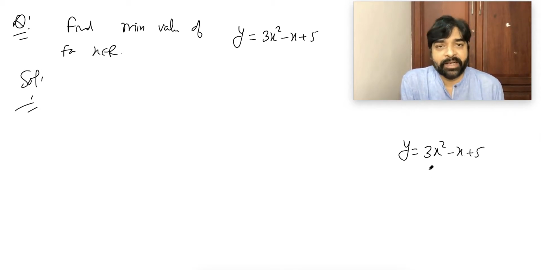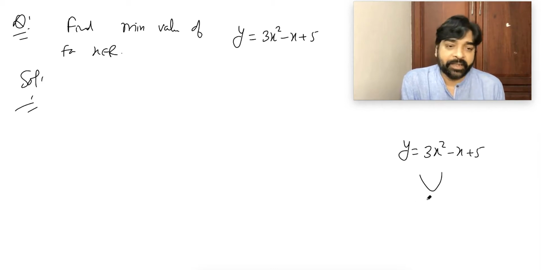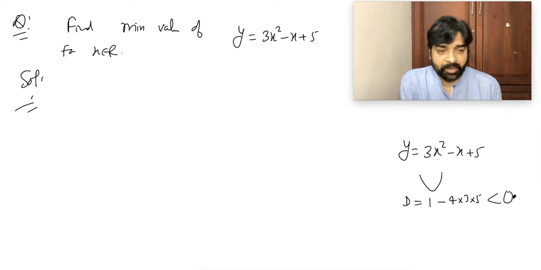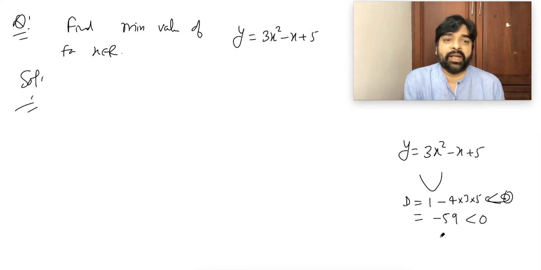To draw the graph, I need the shape. Shape I know. This is the shape, because a is positive. Have you understood the point? A positive means the shape will be this. Now, get the relation with the x-axis. Who will tell? Discriminant will tell. So discriminant will be b square, which is 1, minus 4 into 3 into 5. Let's calculate also: 1 minus 60, which is minus 59, which is negative. Am I right or not? That means D negative means no relation with the x-axis.